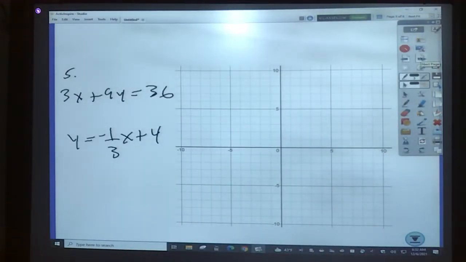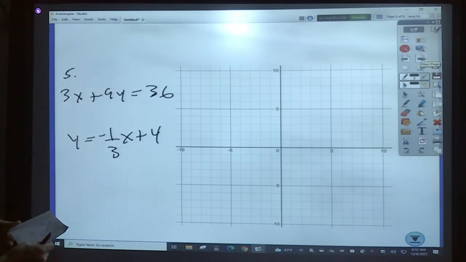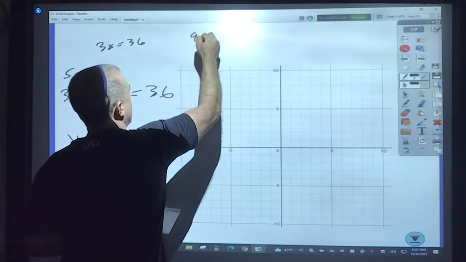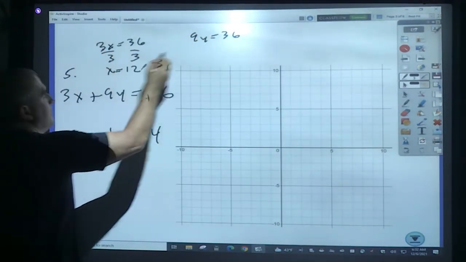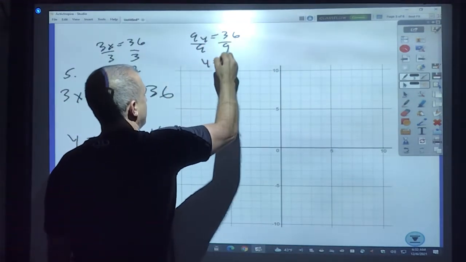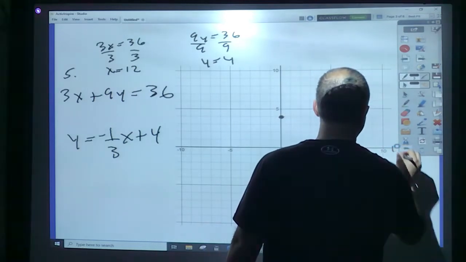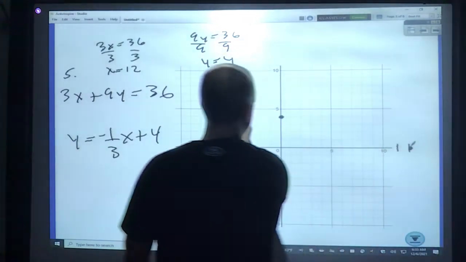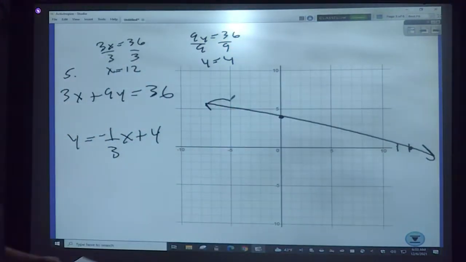All right, so I got one of each. So what I want to do is set 3x equal to 36. I want to set 9y equal to 36. Divide by 3, I got x equals 12. Divide by 9, I got y equals 4. So I got 4 and 12, which should be somewhere like way out here. Oops, let me just do this up. So something like that.